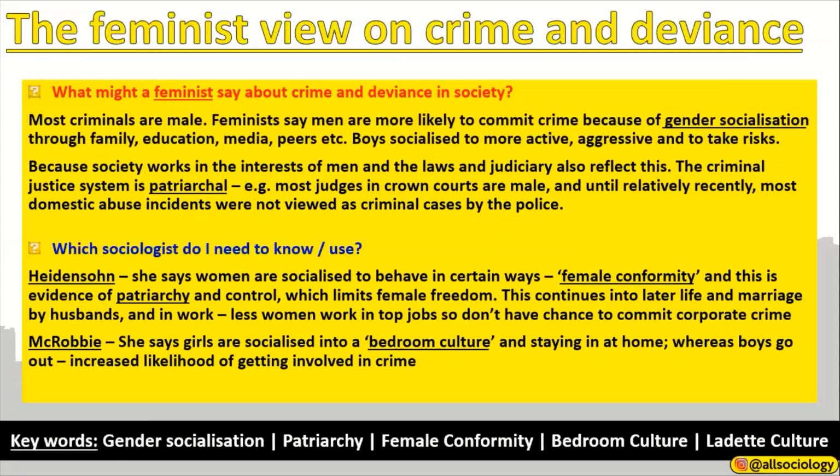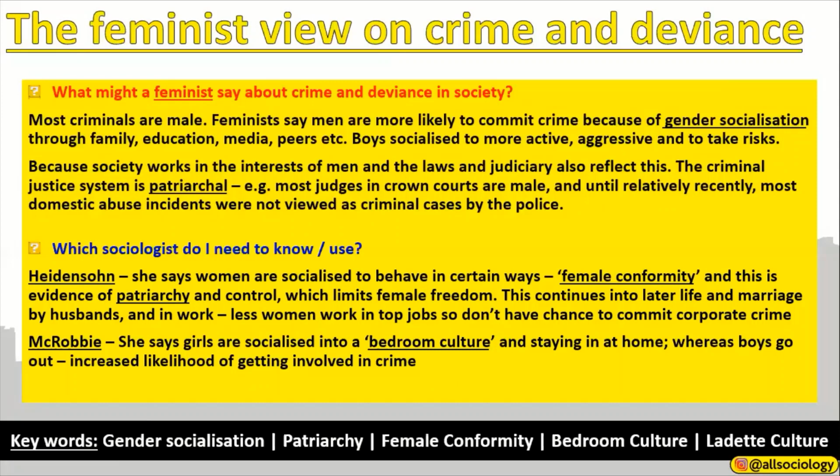So I'm going to pull in someone here who is not necessarily a crime and deviance sociologist, but Angela McRobbie, who you'll probably be aware of if you've studied education. Again, going down this gender socialisation route, she talks about girls being socialised into a bedroom culture, which effectively means that whilst boys go out playing football and get into trouble in the evenings, girls don't. They stay at home and they will read, or lie on the bed, or talk to their friends on the phone, or do some schoolwork.